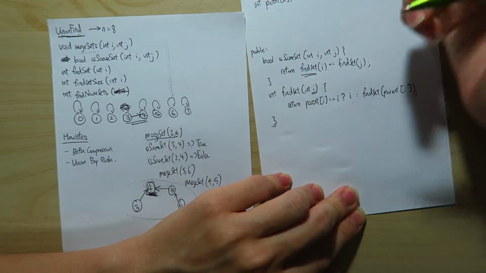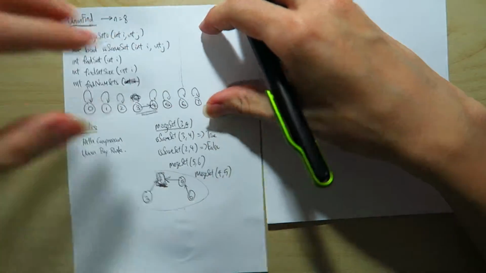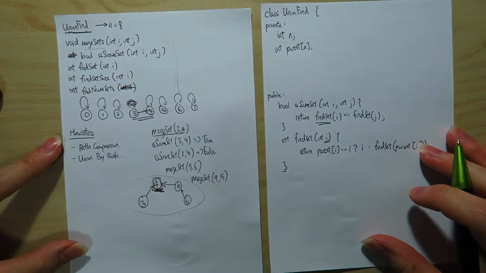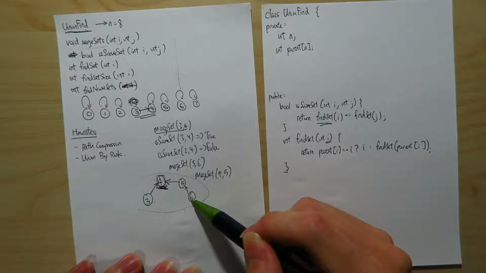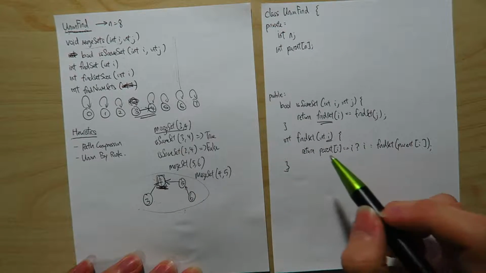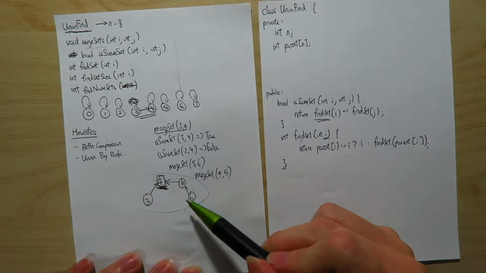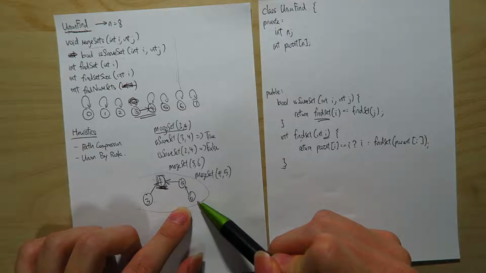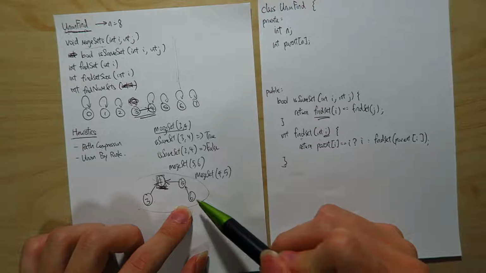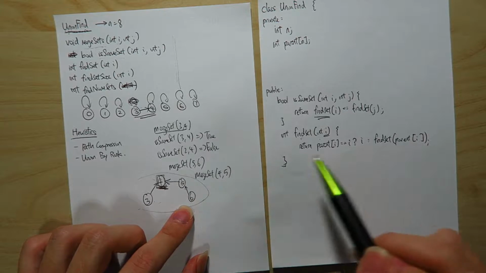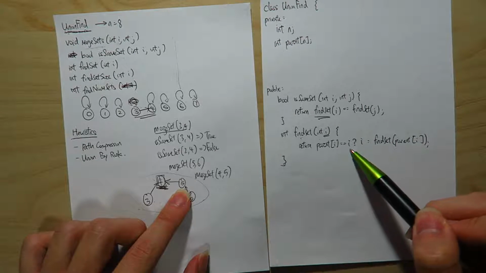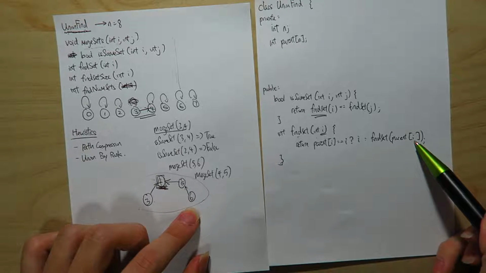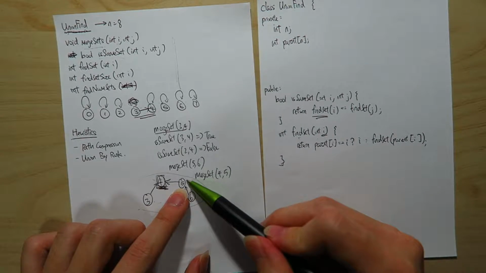Very simple implementation. So if we look back into our example here, in this case we have 3, 4, 5, and 6. So if we run something like find set of 6, we ask ourselves if the parent of 6 is equal to 6. Since the parent of 6 is 5, it's not equal, so what we're going to do is find set of the parent of 6, which is find set of 5.